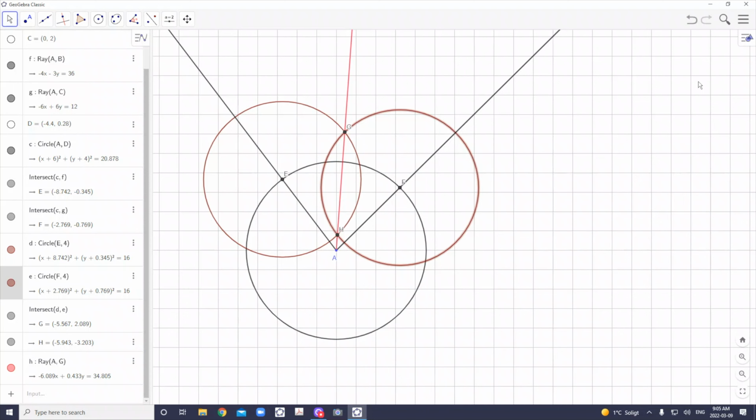I am claiming that this line is indeed the line that I am looking for, and that's the angle bisector. Why is that? Why is this the angle bisector?